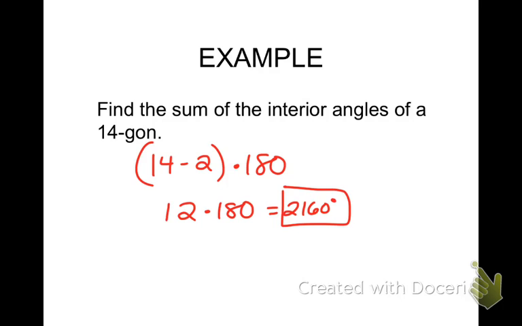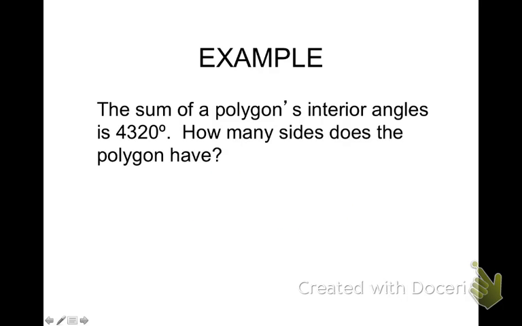So for example number 2, now we're going to work a little bit backwards. The sum of a polygon's interior angles is 4,320. How many sides does it have? What do you think we need to do? We need to work backwards. Divide by 180 and then add 2, right? Because first we subtracted 2, then multiplied by 180. Now we're going to do the reverse of that.